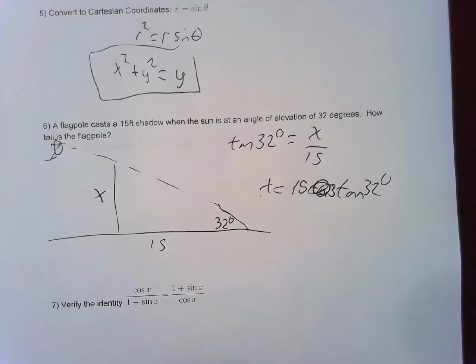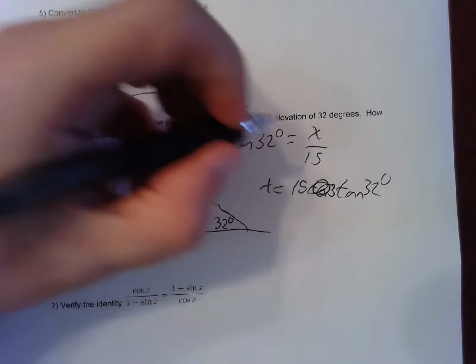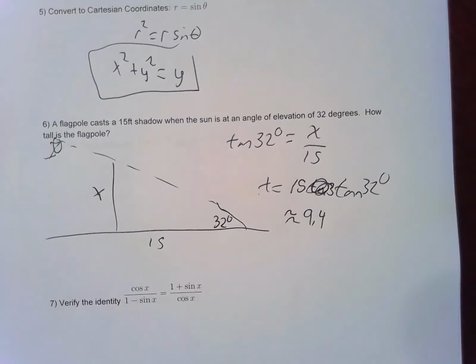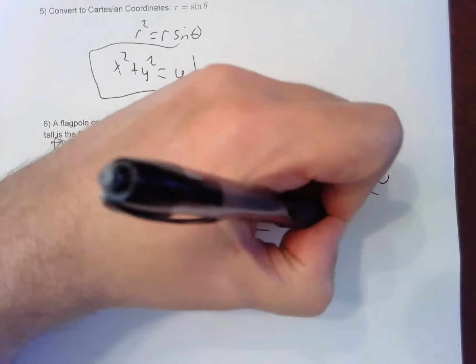I'm not getting out the calculator right now. I'm going to have to later. I guess I'll get it out. Hold on. Let me pause. That's about 9.4. And what are our units? We have to have units. Feet.